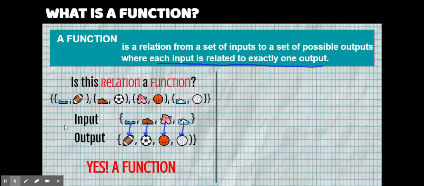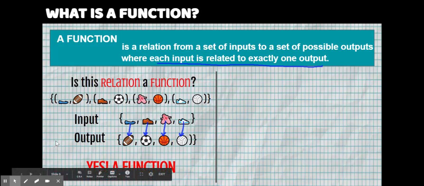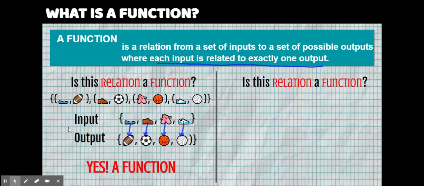So I think maybe we have to figure out what's not a function so that we understand what is a function. And that's my next example for you. So let's look at something that's not so that you can see what it is. So I'm going to give you another example. Is this relation a function? I'm going to give you the same type of thing: shoes as your input and different sports balls that we use.